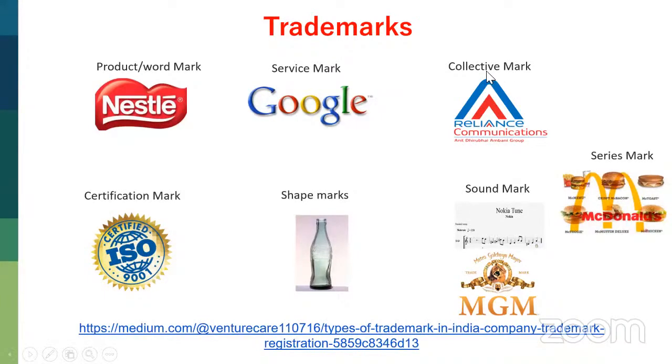And the next one is the collective mark. A collective mark is given for a group of people claiming the same, for example, Anil Ambani groups. There are a group of people claiming this particular symbol, so it is called a collective mark. And a certification mark provides certification, like ISO, ISI, all these things. Shape mark, as I said, is the shape of the bottle, the shape of the phone, the shape of anything. That is called a shape mark.